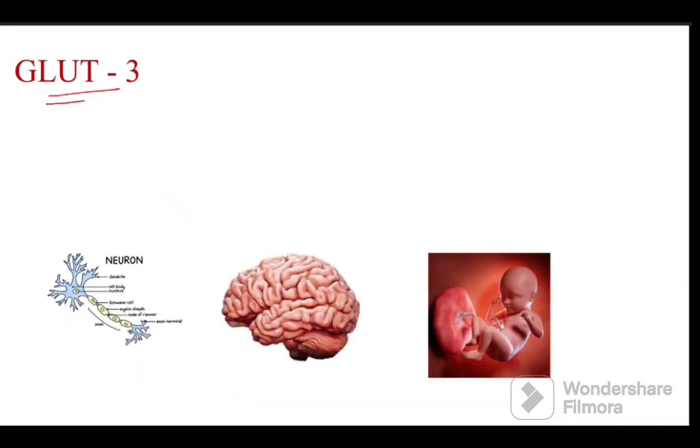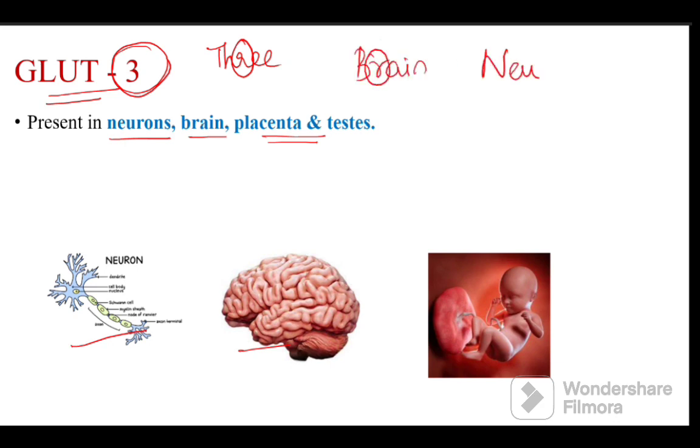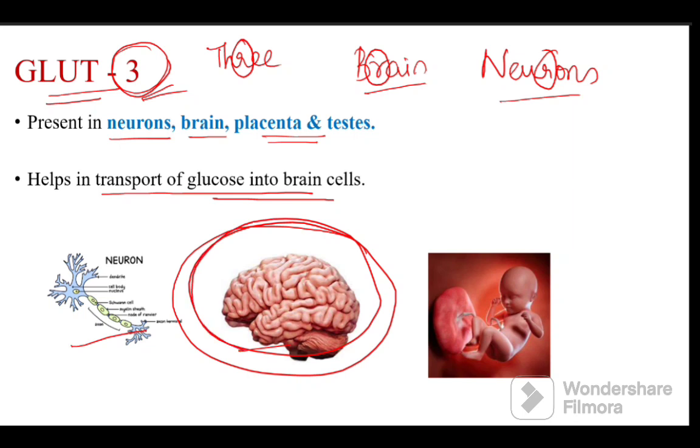Next is the GLUT3 transporter. This is present in neurons, brain, placenta and testis. We can easily remember GLUT3 present in neurons and brain with the help of the letter R. R is present in 3. Brain also has R, and neurons also have R. So we can remember GLUT3 is present in brain and neurons, and it helps in the transport of glucose especially into the brain cells. Whenever there is more glucose in circulation, this glucose will be transported to the brain with the help of this GLUT3 transporter.